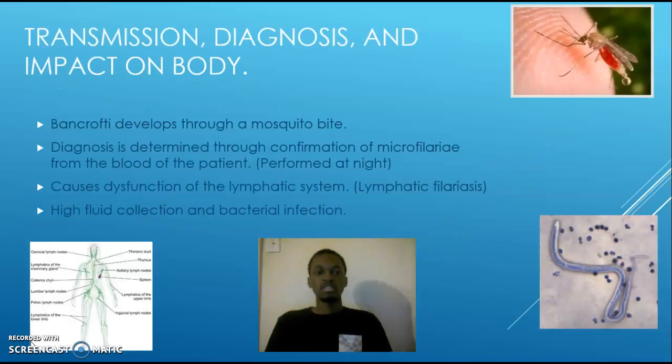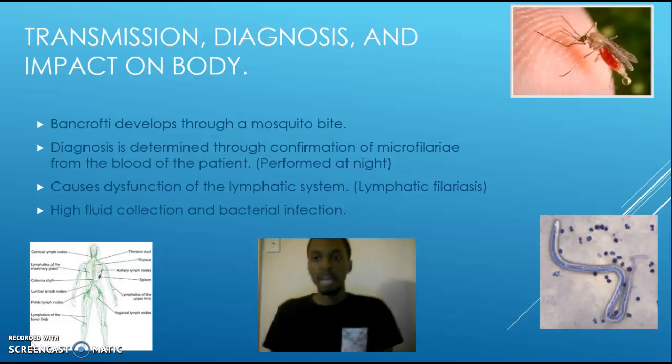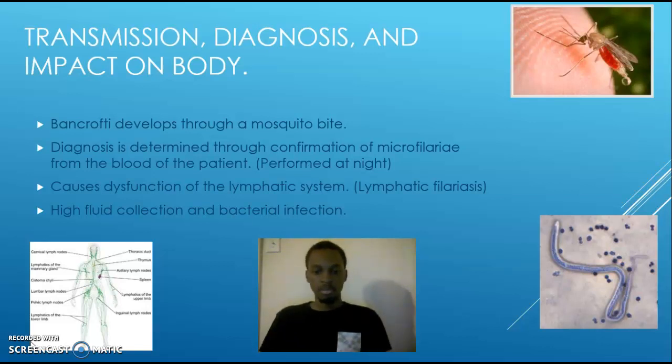Now, the way that this pathogen is transferred is through a mosquito bite. So if you think about a mosquito and when it bites a human, the pathogen gets injected from that mosquito bite and it develops microfilariae that will eventually turn into this worm, and this worm we know today as Bancrofti.